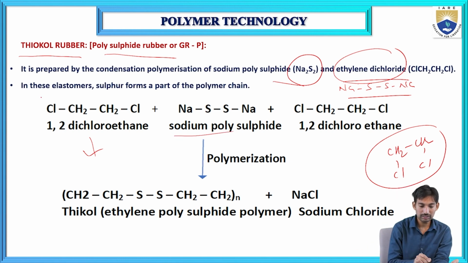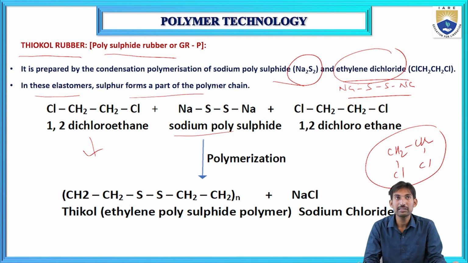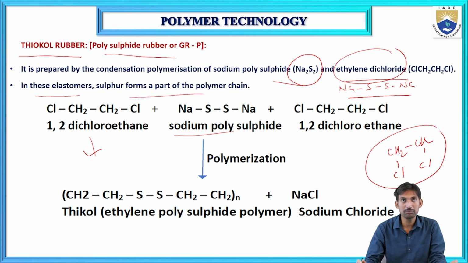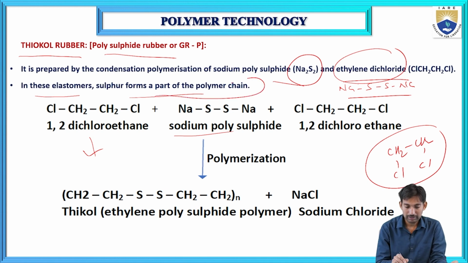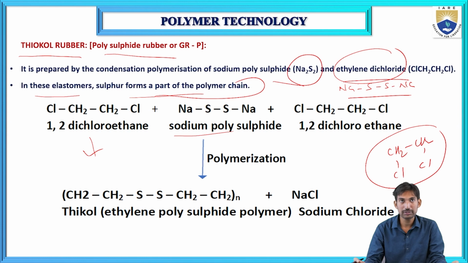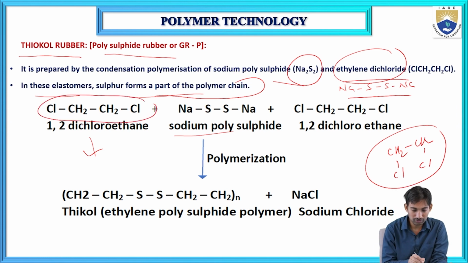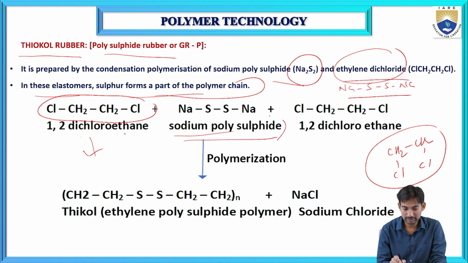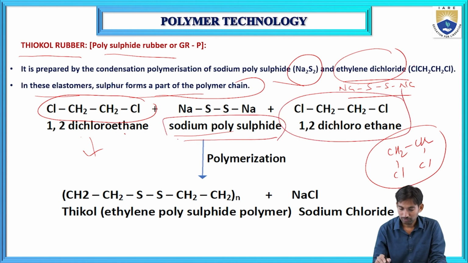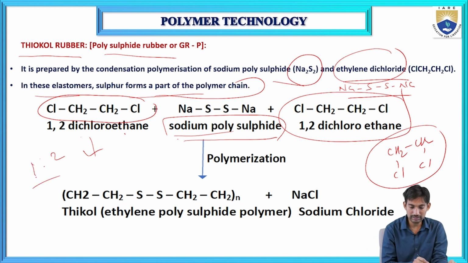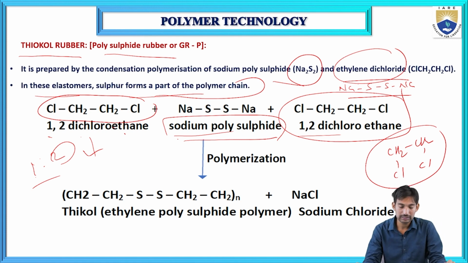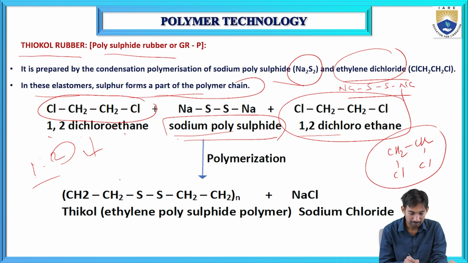In this elastomer, sulfur forms a part of the polymer chain. The sulfur attack takes place here. This is the structure of 1,2-dichloroethane reacting with sodium polysulfide, a 1:2 type of reaction: one sodium polysulfide and two 1,2-dichloroethane molecules. These two undergo polymerization and form thiokol rubber.